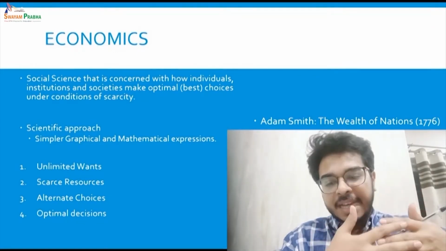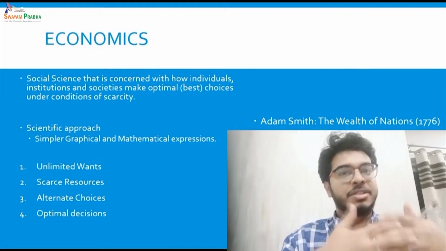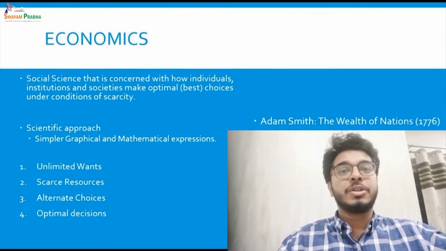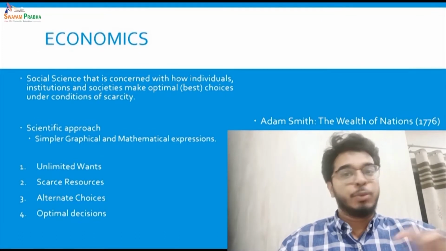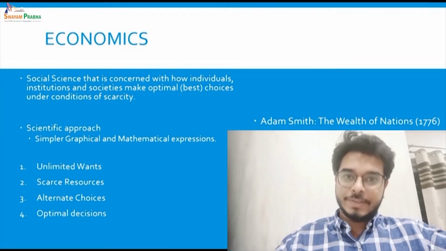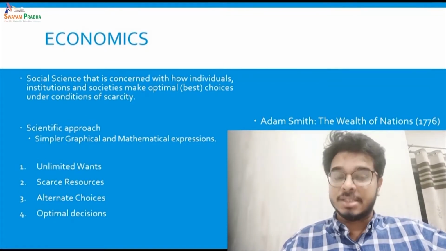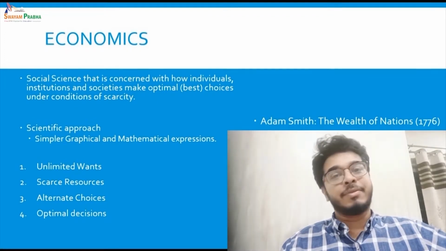So economics is a part of social science, a branch of the social sciences. If I can read it to you, you can see this on the screen. It's a social science that is concerned with how individuals, institutions, and societies make optimal, that is the best, decisions under conditions of scarcity when they are given a few alternative choices. Institutions can mean an organization, the state or the government, a country, or a group of countries. So how they take certain decisions, and they are supposed to be the best decisions, given all the conditions of their requirement and the given scarcity.